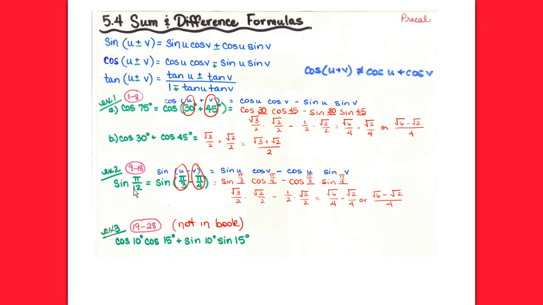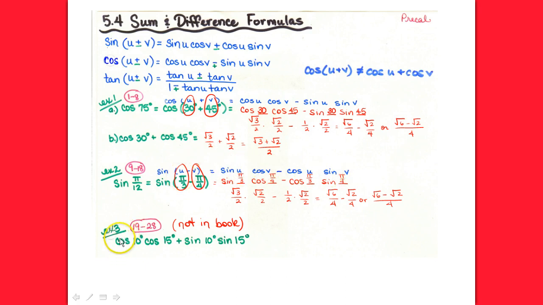Example 3 is not in your textbook, but we did have a block of these in the homework, so I wanted you to have an example to go by. In example number 3, we're going to go backwards. They've been giving us the trig function and asking us to expand it. Now they're going to give me the expanded form and ask me to condense it back down. So that's what's going on here.